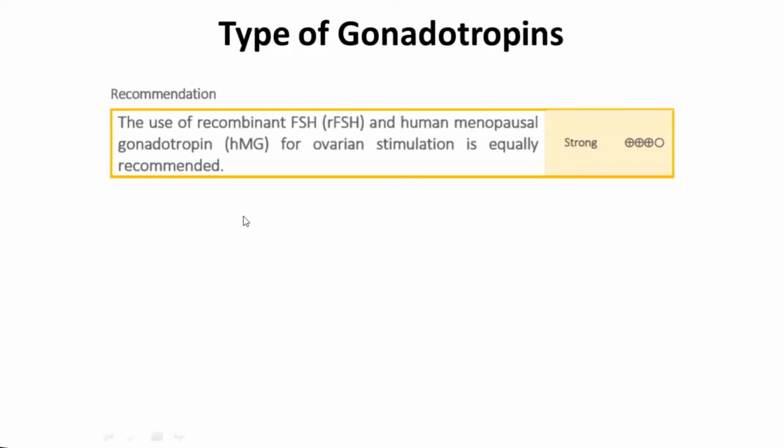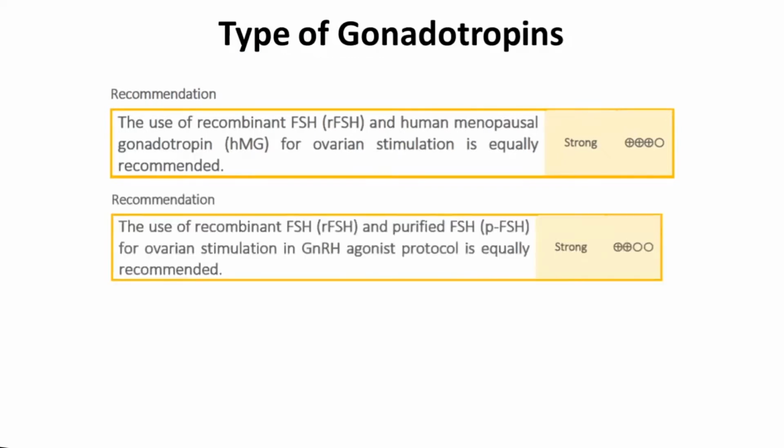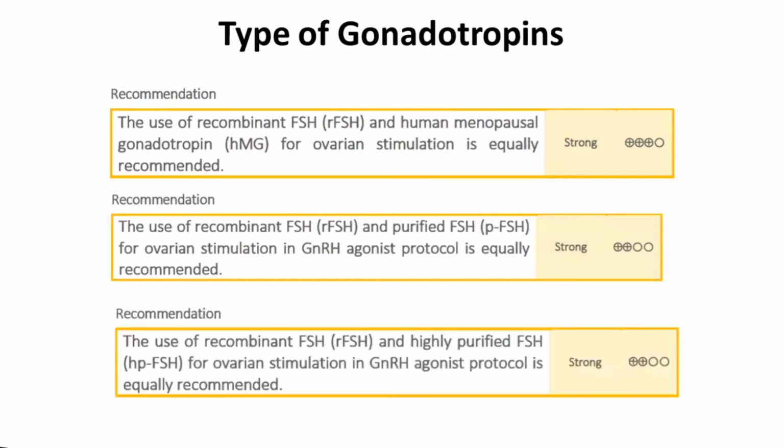Regarding the guidelines, the current guidelines see no difference between FSH and HMG in efficacy for ovarian stimulation in preparation for IVF and ICSI. The use of either urinary FSH or recombinant FSH is equally effective and equally recommended. These are the ESHRE guidelines for ovarian stimulation in preparation for IVF and ICSI.